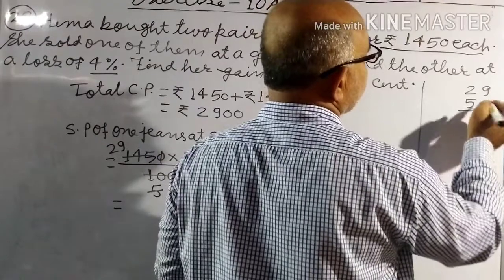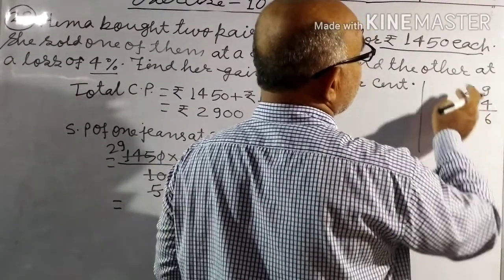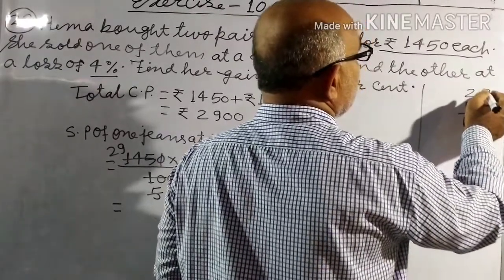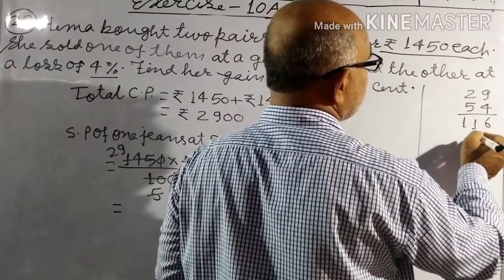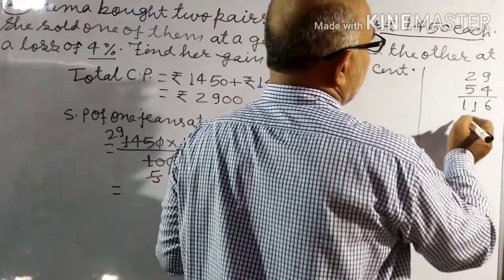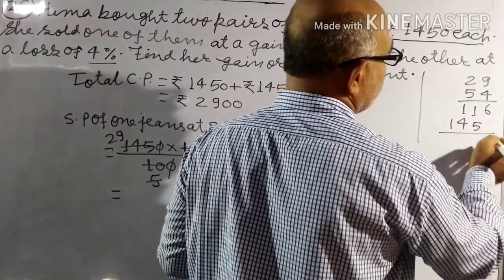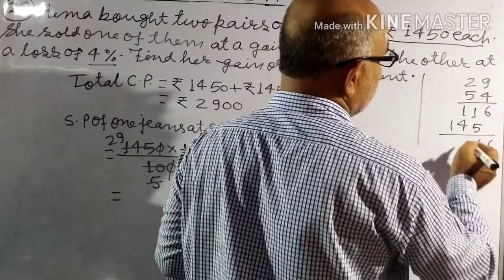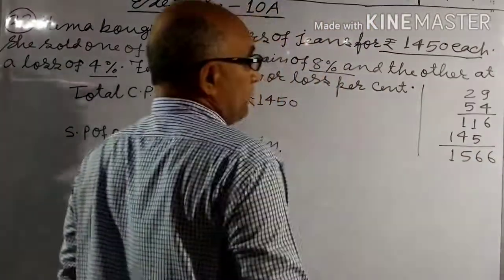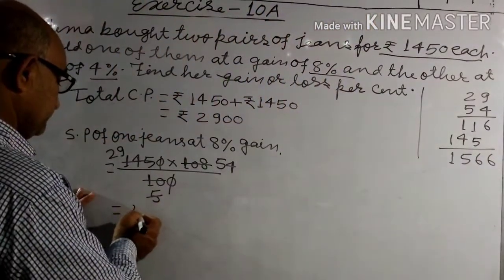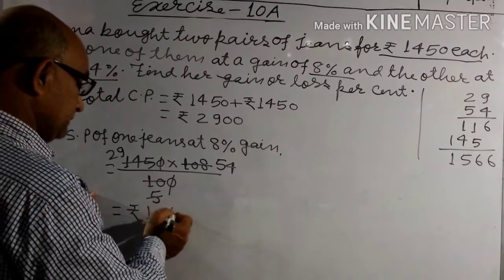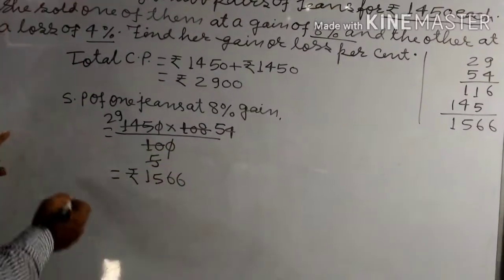9 fours are 36, write 6 carry 3, and 9 fives are 45, plus 3 is 48... 5 carry 4, 14. So rupees 1566. And last, SP of other.